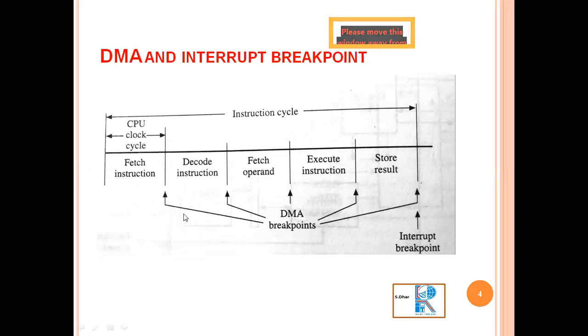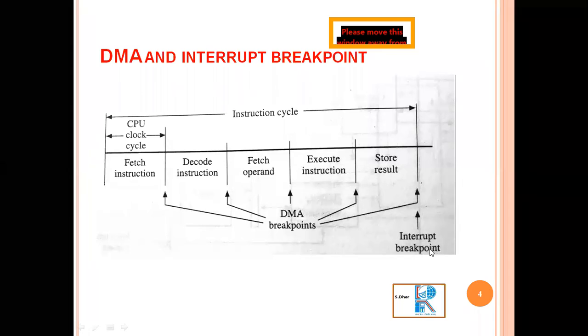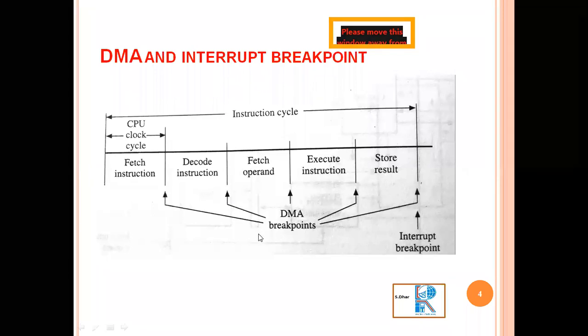So for DMA, what are the DMA breakpoints? This one, this one, this one, this one, this one. Here there are 5 DMA breakpoints, and there is only one interrupt breakpoint. So when a DMA request comes, the CPU can grant the bus at this point, or this point, or this point, or this point, or this point. But when an interrupt comes, the CPU can only do the interrupt service routine at this point, not at the others. So this is called the breakpoints and DMA breakpoints. Clear?